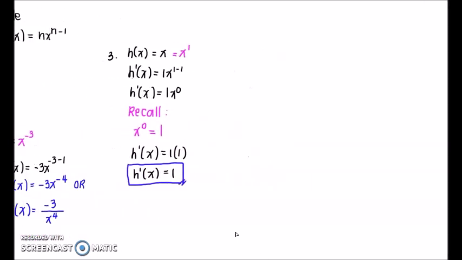Okay. So ngayon, subukan naman natin ang another example. Let's try, so number 4. Let's try p of x equals the cube root of x squared. This looks quite complicated, pero actually, madali lang to.